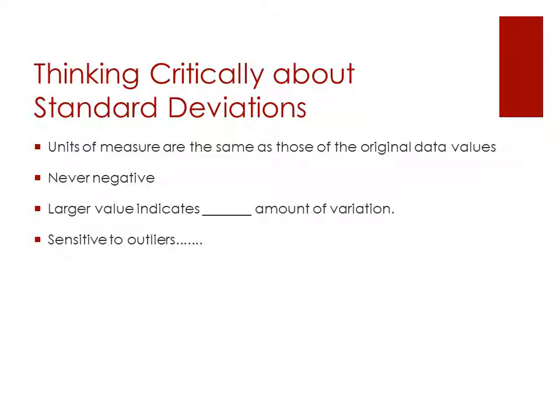Standard deviation should never be negative because, again, we're squaring them and then taking the square root. So if somehow you're getting a negative standard deviation, you have clearly done something wrong. You need to stop and go back.